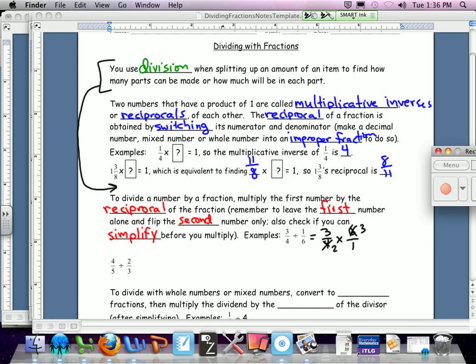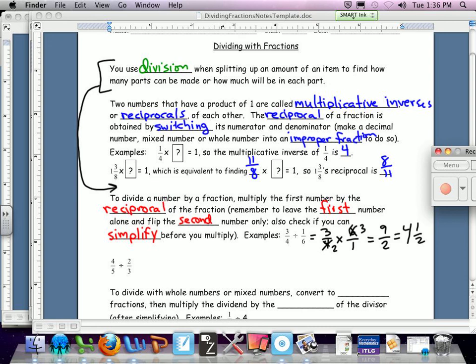Yes, sir. 9/2. 9 over 2. But that's not proper. What would be our proper answer? Yes, ma'am. 4 1/2. So what we basically just found is that there are 4 1/2 sixths in 3/4.